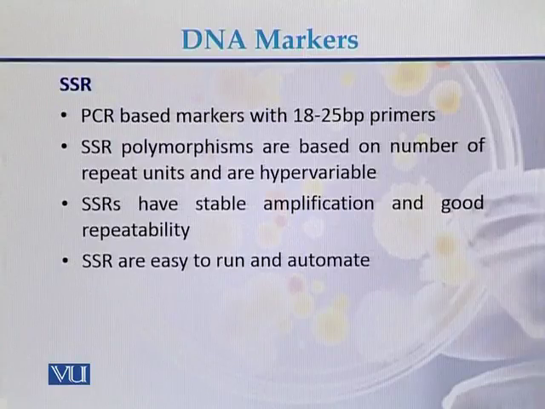The third type of the DNA markers is called SSR. SSR is a PCR based marker with 18 to 25 base pair primers. SSR polymorphisms are based on the number of repeat units. They are repeated DNA. They can be in the form of dinucleotide, trinucleotide, or tetranucleotide, and so on. And they are usually hypervariable DNA. SSRs have stable amplification and good repeatability. SSRs are easy to run and automate.